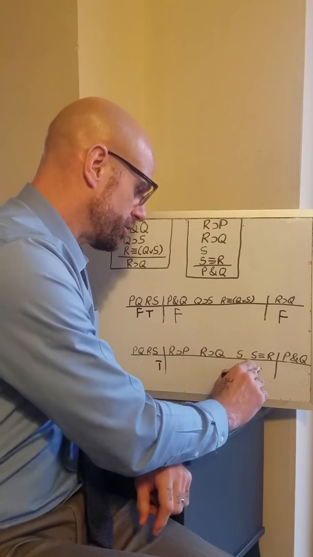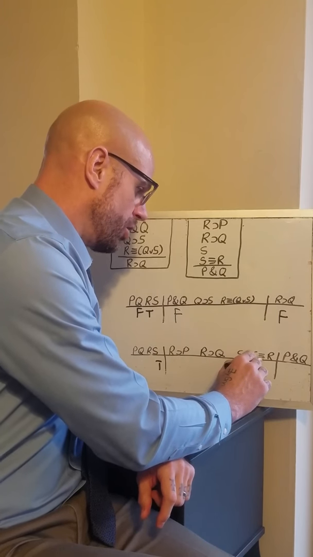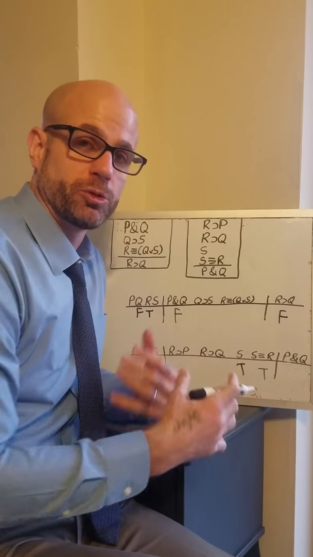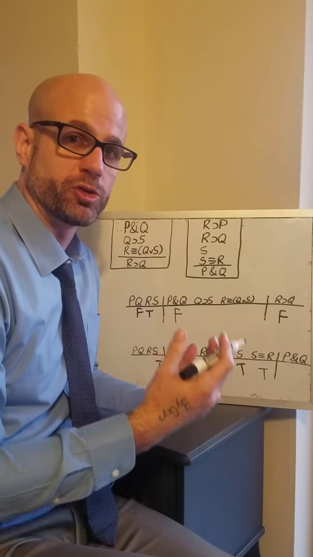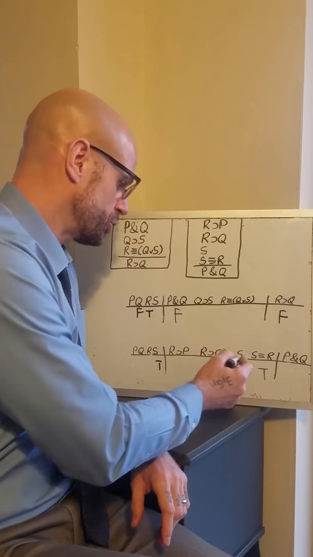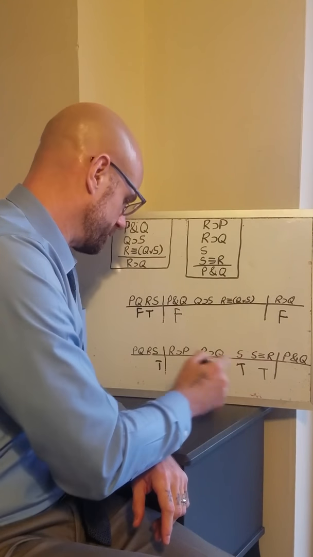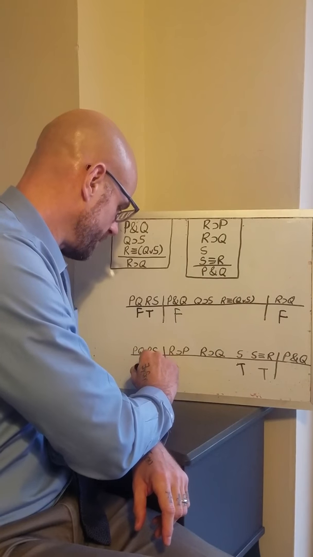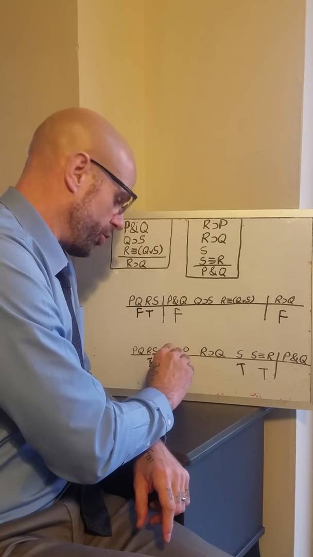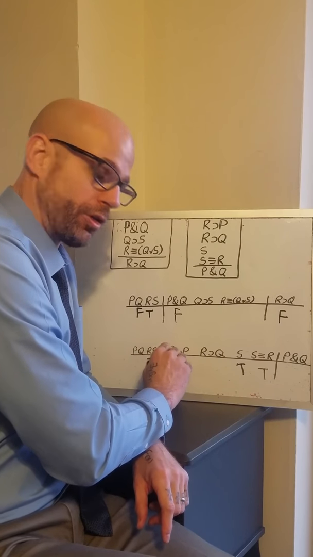And that tells us that R must be true as well in order to make this biconditional true, because remember, a biconditional is only true where both letters are either true or false together. So if S is true, then R must be true as well. So what does that tell us here about if R, then P?